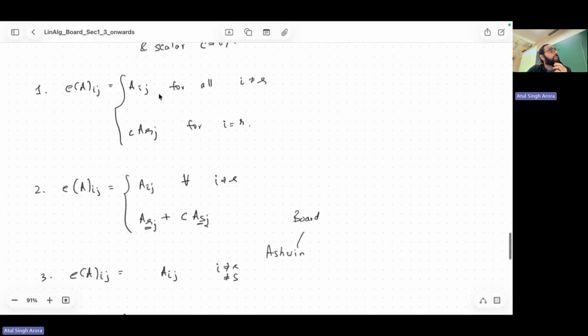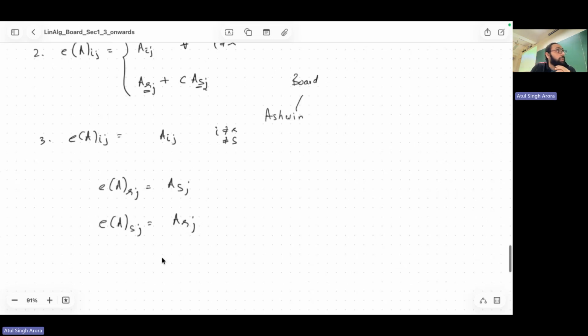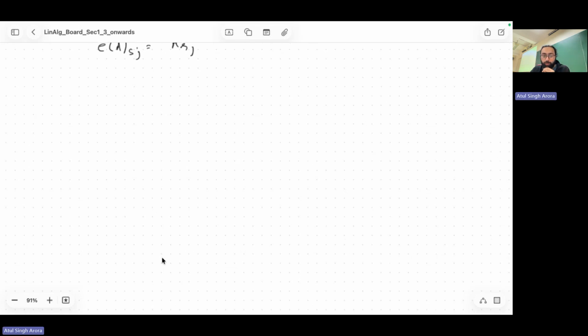So here you're keeping the same, other than the rth row, everything remains the same, and the rth row is scaled by c, right? Here you're keeping everything the same except the rth row. You add c times the sth row, right? And the last one, you're just swapping the rows. So if the indices are neither r nor s, then you keep the matrix unchanged. And if r and s are involved, then you swap them, right? Is that okay? Okay, brilliant. So let's continue now. Okay. We go back onto this.